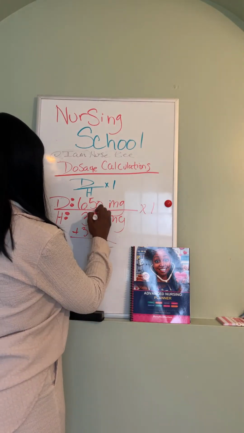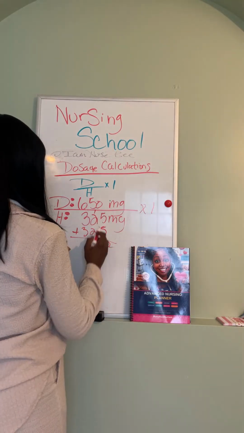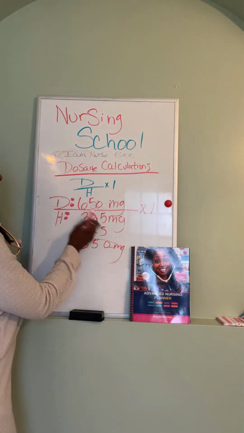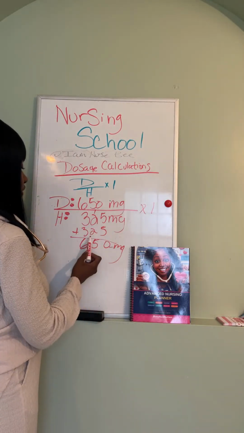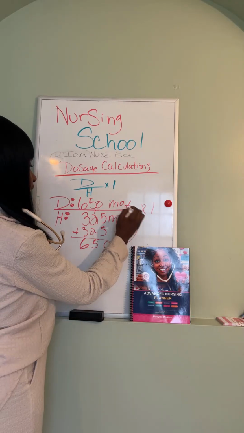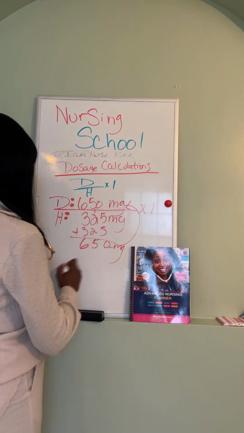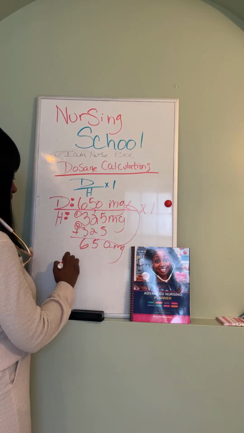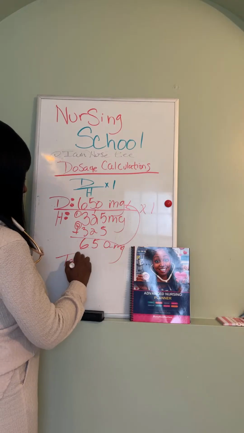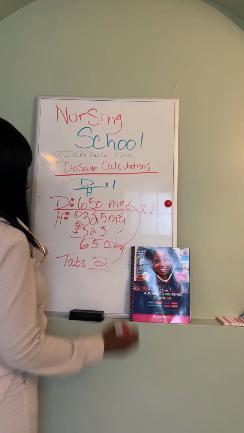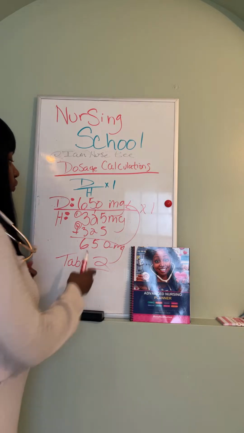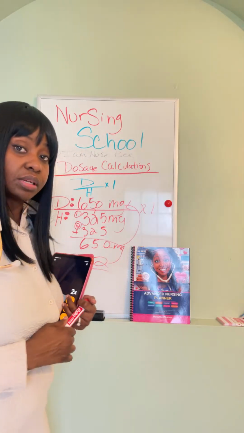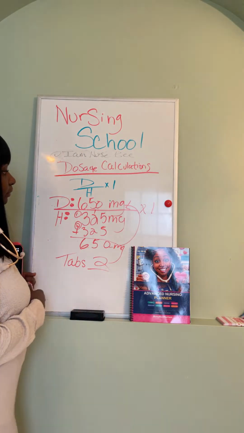All right, if you want to do it this way, 325 plus 325 gives you 650. So you're going to give them 1 325 and 2 325. So the patient is going to have two tabs, which gives you 650 milligrams of the medication the doctor's ordering.